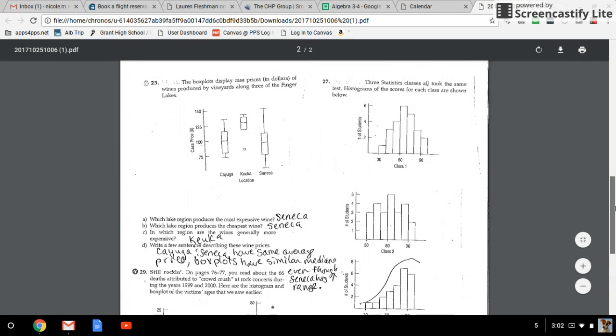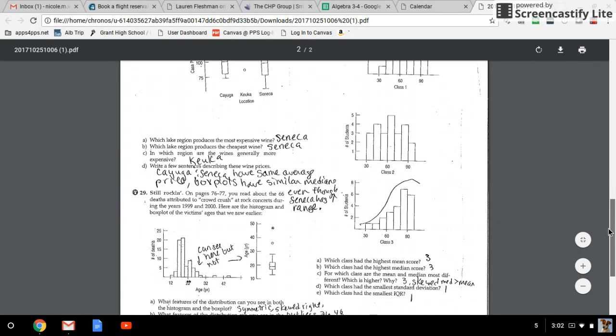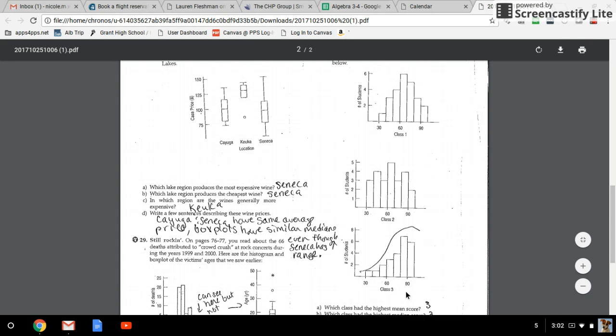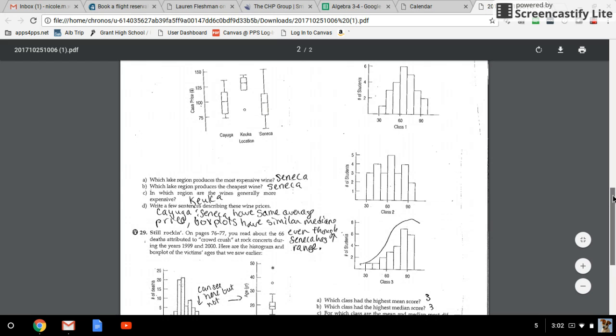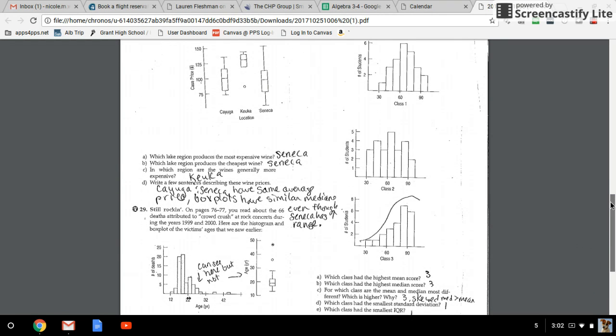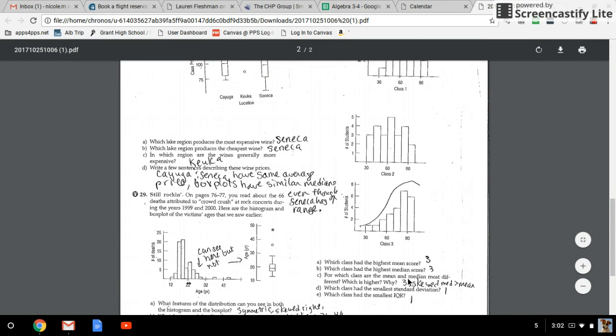The next one, 27, 3 statistics classes took the same test. It says which class had the highest mean score. If I look at all 3 of these classes, it looks like the highest one is class 3, right? Because it's got the highest one there. And it says which had the highest median score. Again, 3, because it's got the highest going on there. For which class are the mean and median most different? Which is higher and why? Well, again, class 3, it's skewed, and the median is bigger than the mean because it is left skewed.